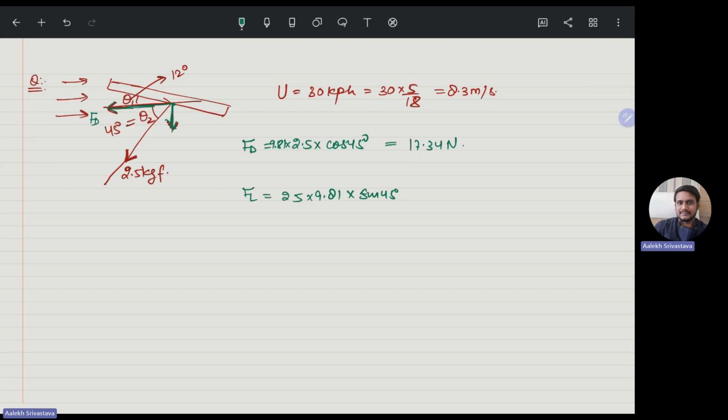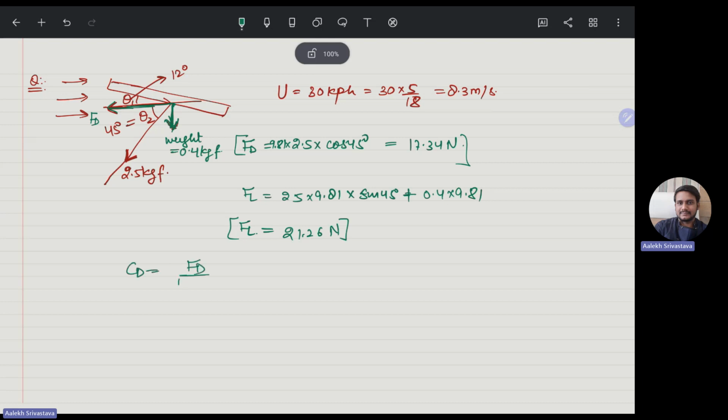sine 45 degree. And also the kite has a weight, and the weight of the kite is 0.4 kgf. So we will get 0.4 into 9.81, and the total lift force you will get is 21.26 Newton. This is the lift force. So this is the lift force and this is the drag force; this is in the vertical direction and this is in the horizontal direction. Now you can be asked what is the coefficient of drag?